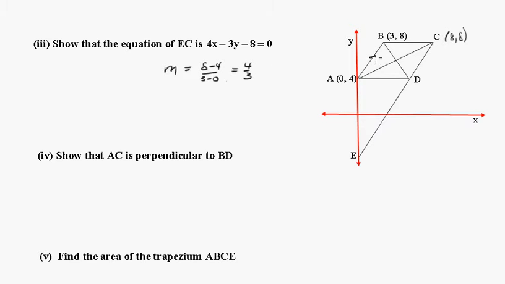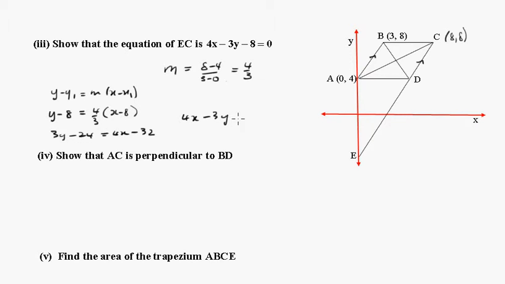So this is parallel to this. So we use y minus y1 equals m outside of x minus x1. So y minus 8, using C, equals 4/3 outside of x minus 8. So 3y minus 24 equals 4x minus 32. So taking this y across, we get 4x minus 3y. Taking that across, we get minus 8, which is what we were asked to show.